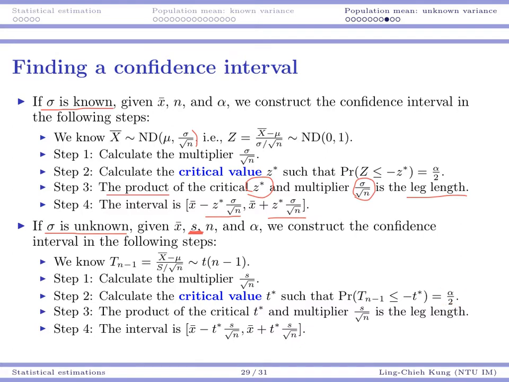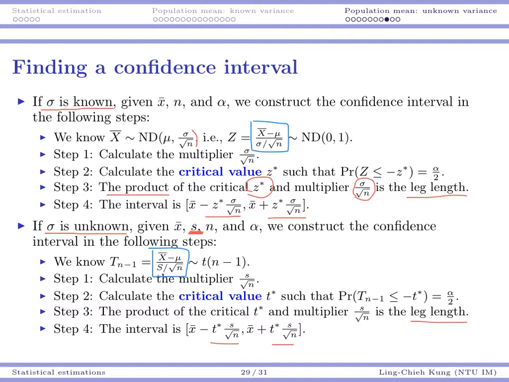And then you multiply t star with your multiplier s over square root of n to be your leg length, and then you use that in constructing your interval. You should be able to see the connection or the analogy between the two situations. Here we have a formula, we have a transformation, and here we have another transformation. The two transformations are different only at the denominator.